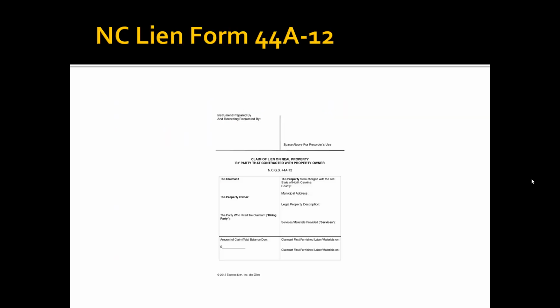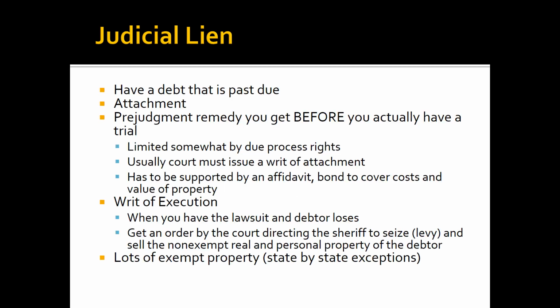The next thing I'm going to show you is a claim on real property. This would be a mechanics lien form in North Carolina, and this would be something you would file downtown. You'd file these with the Register of Deeds, and there's the North Carolina General Statute, Chapter 44A, Section 12. But just so you can see one. Now, I said by far the most important is really the next kind of lien, which is your judicial lien.